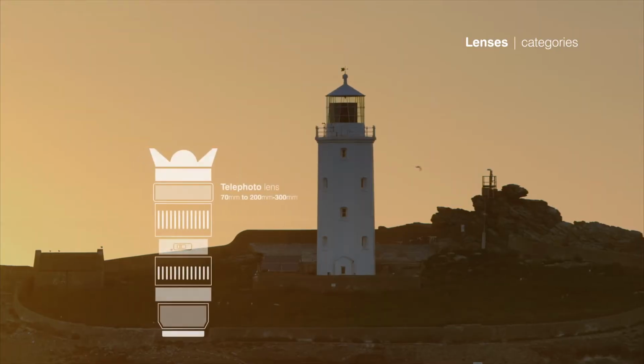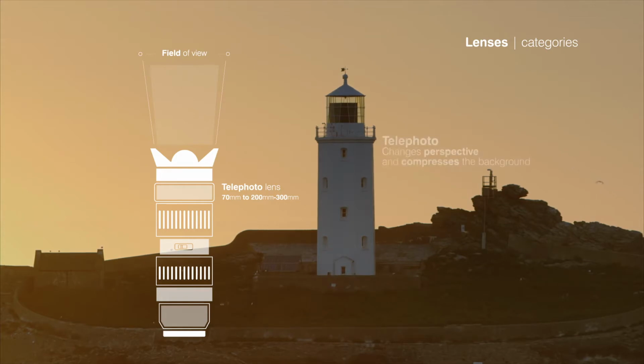Telephoto lenses have a focal length around 70 to 200 or 300mm. Telephotos have a much more narrow field of view, but it does mean that subjects that are further away in the distance appear closer than they would to the human eye. A telephoto changes perspective and compresses the background, so objects in the background of our frame now appear much closer than they did before. This is ideal for shooting wildlife, sports, or subjects which are really far away.